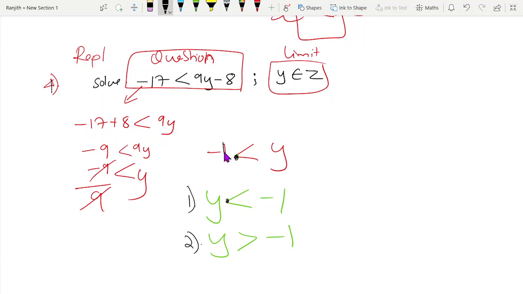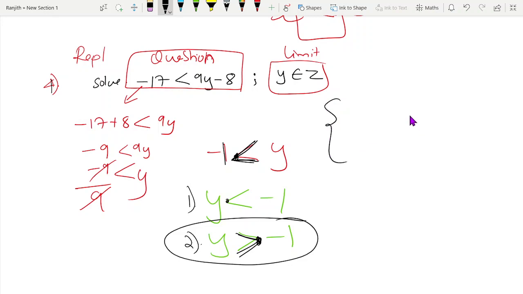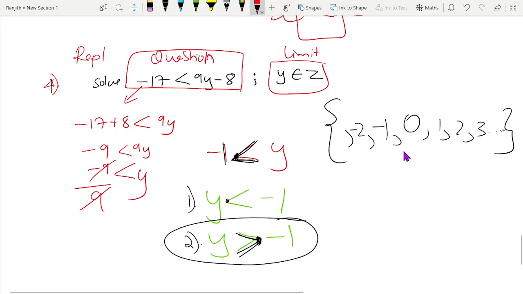Look where the arrow is pointing: towards 1, right? So even here, the arrow should point towards 1. This is how you change the value. So y is greater than minus 1. What does integers consist of? 0, minus 1, minus 2, 1, 2, 3, and it goes on. If y is greater than minus 1, which one should I consider? 0, 1, 2.